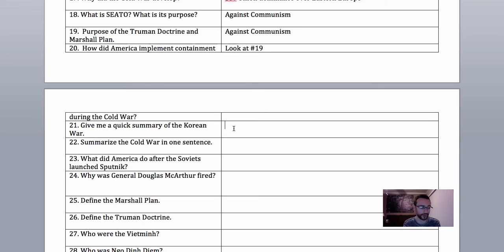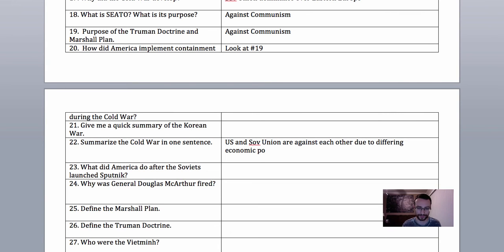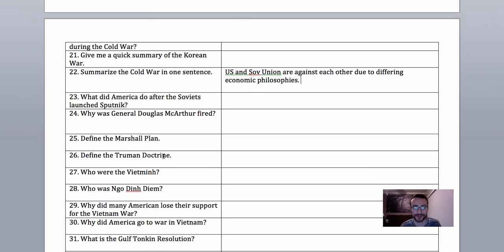Number 22, summarize the Cold War. The Cold War in one sentence. I should be more specific. The United States and Russia, the Soviet Union, are against each other due to differing economic philosophies. Perfect.